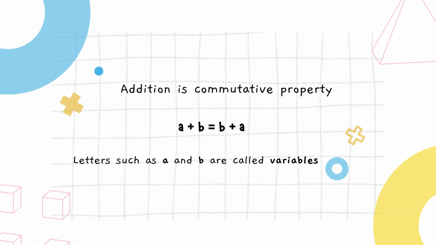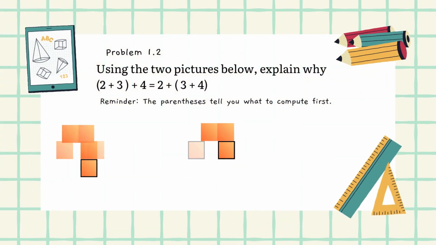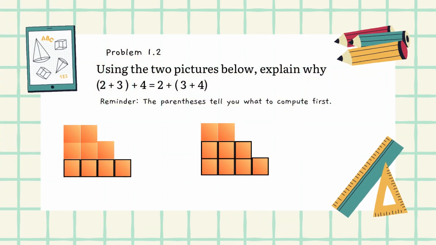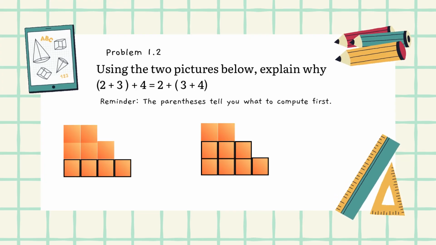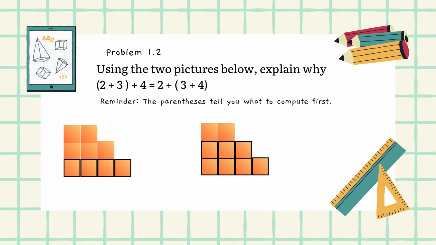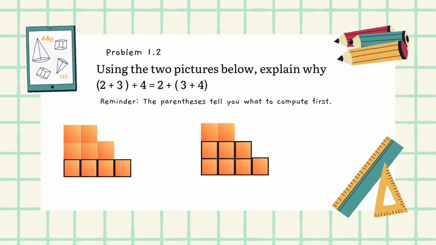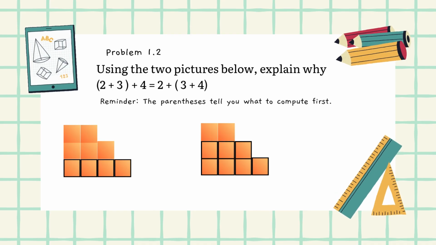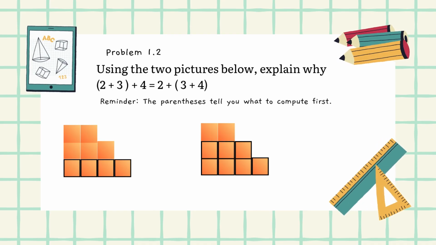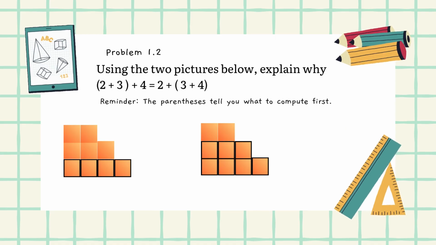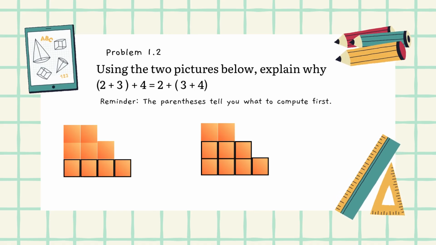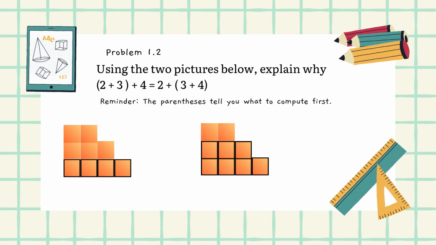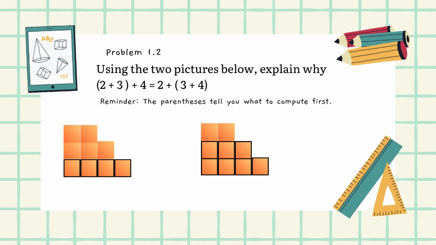What if we add 3 numbers? For each picture, we will first count the number of light squares. Then we will count the number of dark squares. And finally, we will add the 2 counts. So let's start with the picture on the left. It has 2 plus 3 light squares and 4 dark squares. So altogether, it has 2 plus 3 plus 4 squares. Next, let's look at the picture on the right. It has 2 light squares and 3 plus 4 dark squares. So altogether it has 2 plus 3 plus 4 squares.